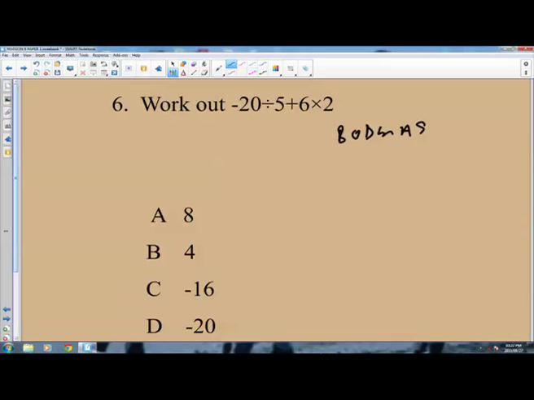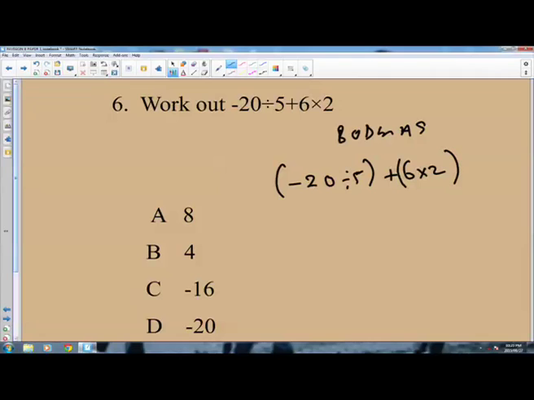So we'll check. Do we have brackets? We don't have brackets. And then it means after the brackets we are to divide. So here we are going to work out what minus 20 divided by 5 is. And then plus, multiplication should come before addition and subtraction. So we'll work out the 6 times 2.